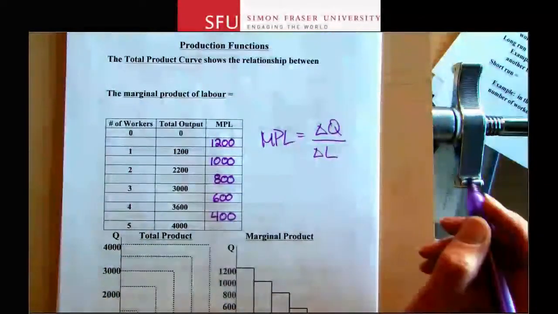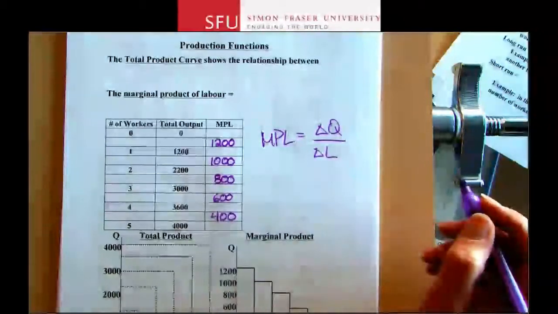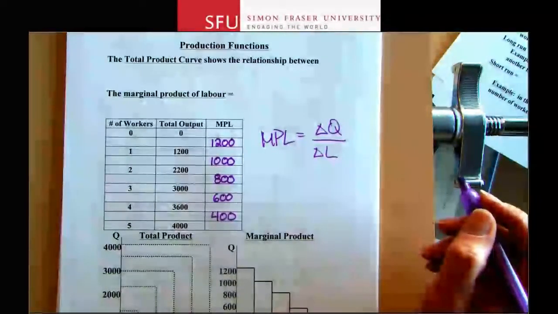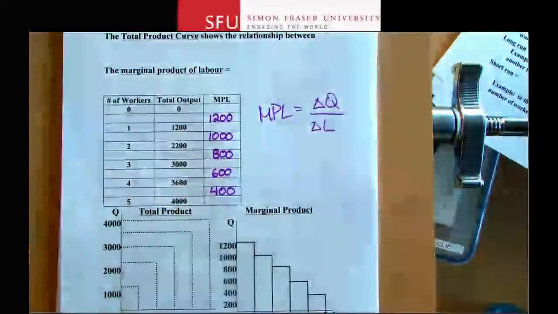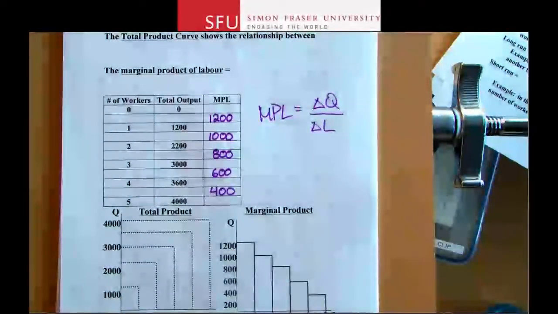Okay, so yeah. So because the workers are having to share a fixed input, they will become less and less productive as you hire more and more workers. So the farmers on the land, you put more workers on the land, but then the amount of land per worker goes down, so they become less productive.